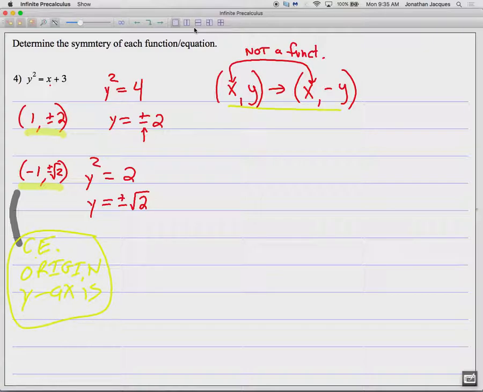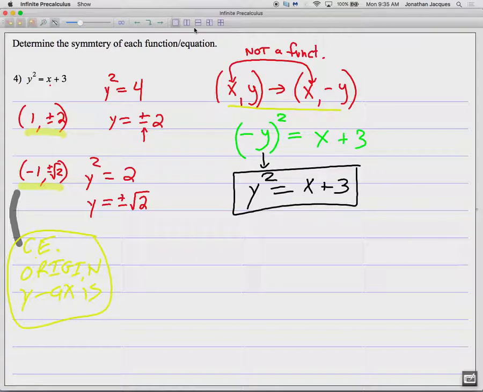But now we need to try to show this. Whereas when trying to prove odd or even we plug in negative x, here we're going to plug in negative y. So negative y squared equals x plus 3. What we're going to try to show is that it doesn't matter what x is, and when I square this, I end up with the exact same function as before, which is proof that it has x-axis symmetry.